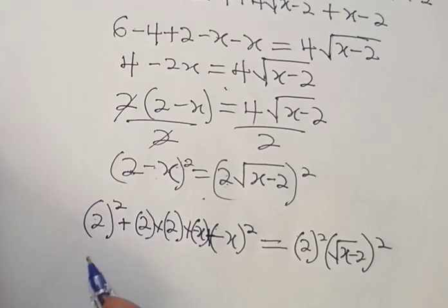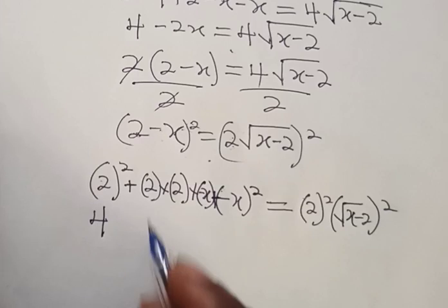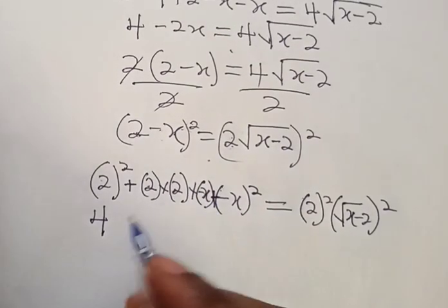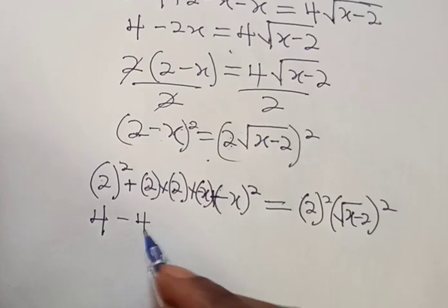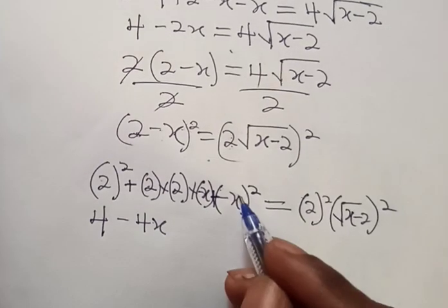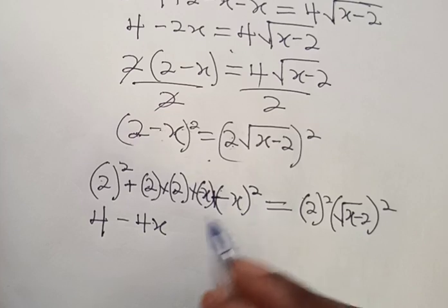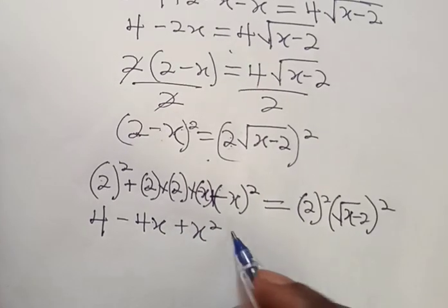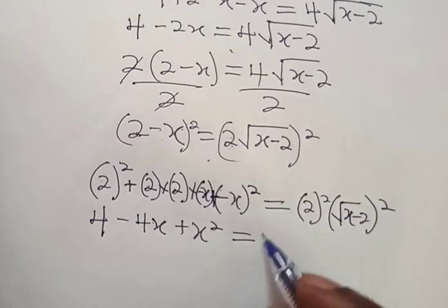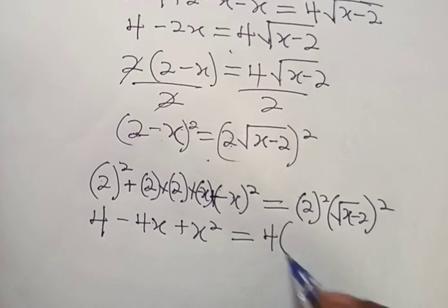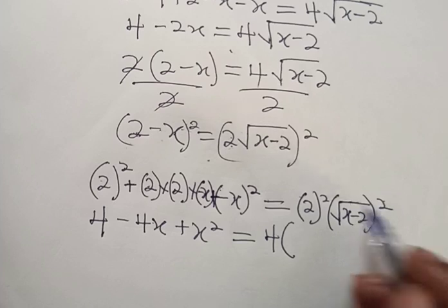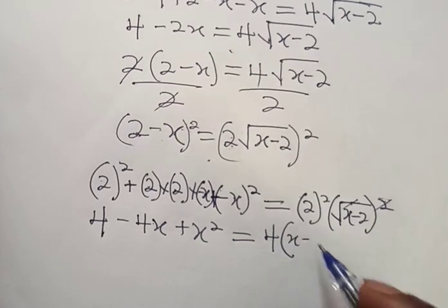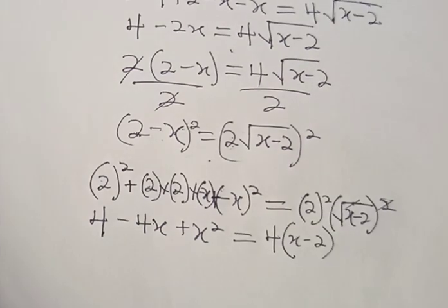Now let's square this. We have what? 4. And then 2 times 2 gives me what? 4. 4 times negative x gives me what? Negative 4x. Then we have what? We square negative x, which will give us what? Plus x squared, which is equal to 2 squared gives me what? 4. Then this one, if I square it, the root will go. So I'll have my x minus 2, like this.